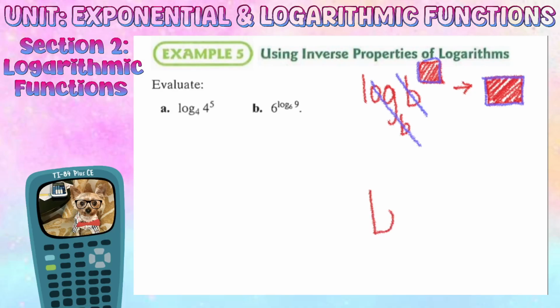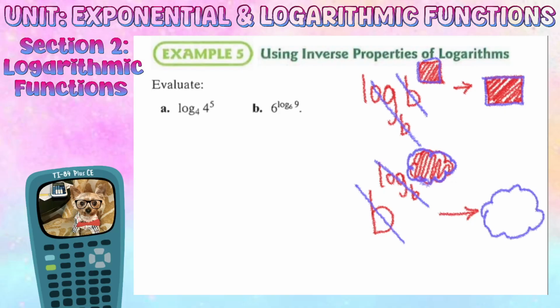Now what about the reversal? b raised to whatever the log base b of some input is right there. What's going to happen? Well, the base b and the log base b go away and we're just left with that happy little cloud. That exponent is the only thing that is left.